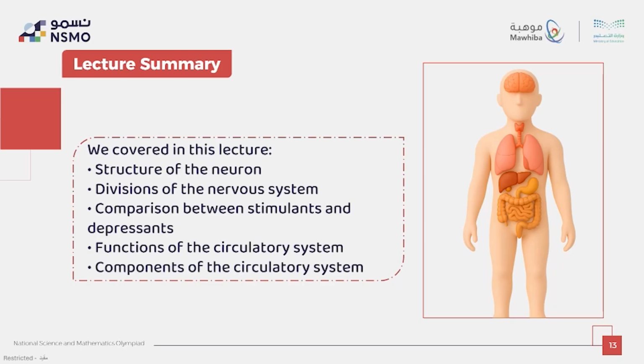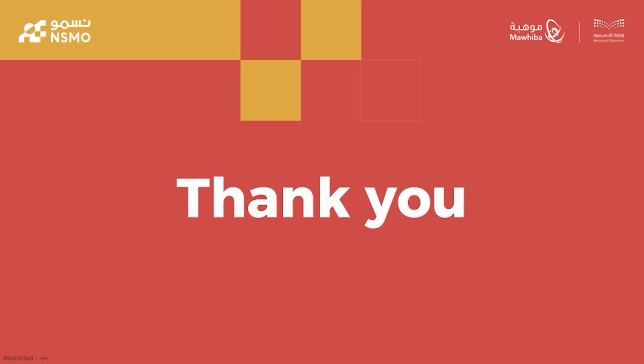Remember, the systems of the body are interconnected. Any disruption in one can affect the others. Understanding them is the first step to protecting your health and making informed choices. If the nervous system is the control center and the circulatory system is the delivery system, what could happen if one stops working for only 1 minute? Brain cells die first, oxygen stops, body collapse.